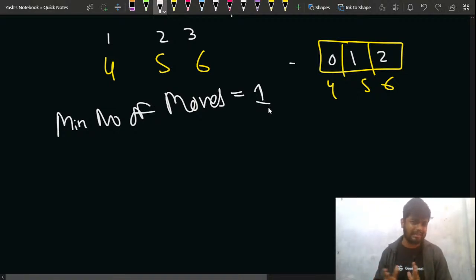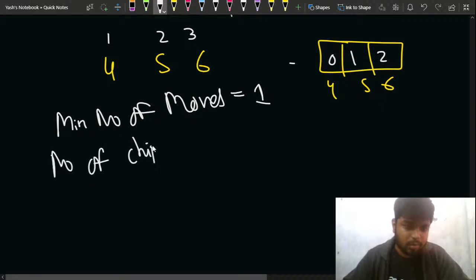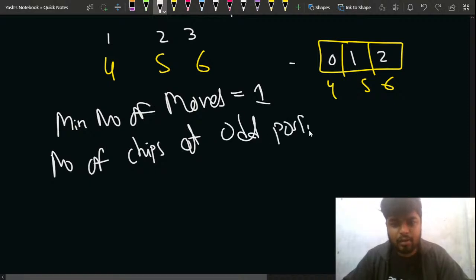How do I determine that? In the chat, can someone tell me? If you see the number of chips at odd position of I is what?